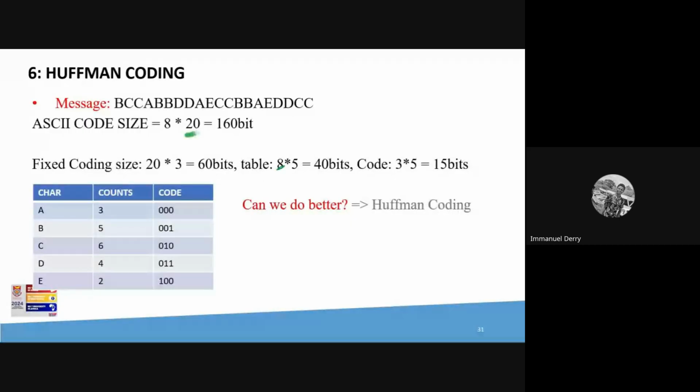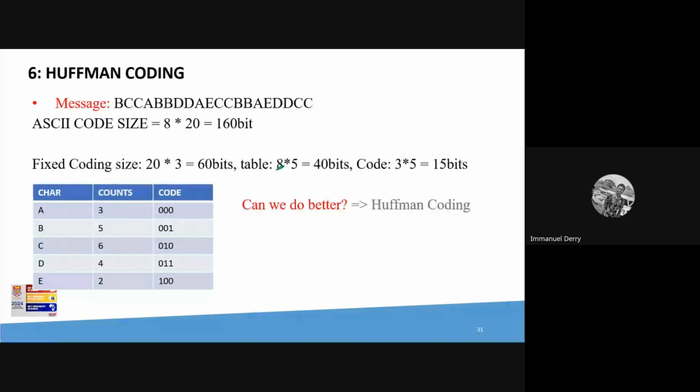And the number of characters we have in the message are also 20. So 8 times 20 is going to give us 160. Please, someone should confirm for us if it's 160 bits. Yes, it's 160. All right, so for the ASCII code size, the amount of space we need to store this message is 160 bits, right?